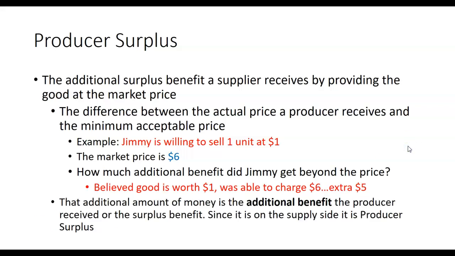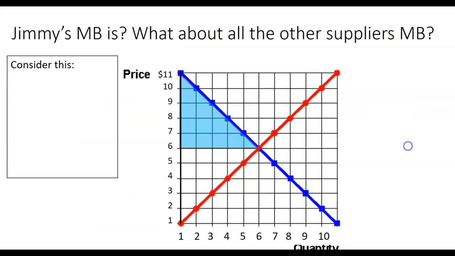So that $5, that additional amount of money, is the additional benefit the producers receive, or the surplus benefit. And since it's on the supply side, we call it producer surplus. So think about it like they get an extra revenue stream they weren't thinking of, is the idea.